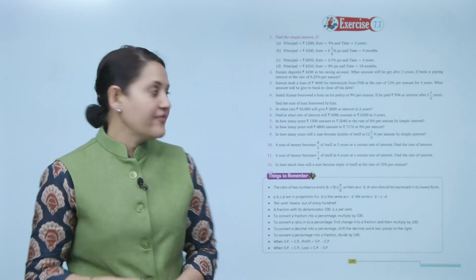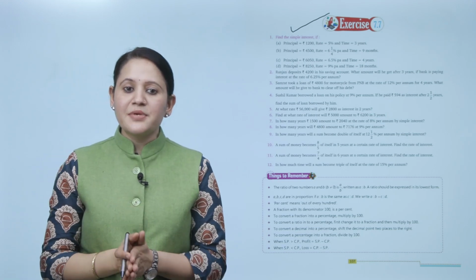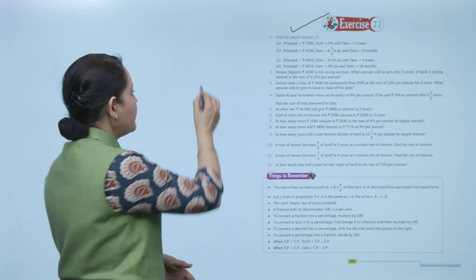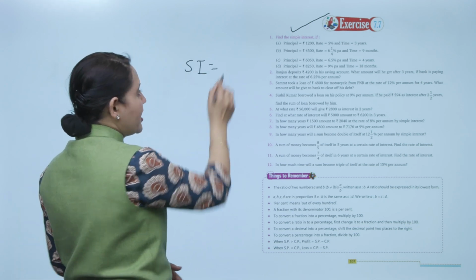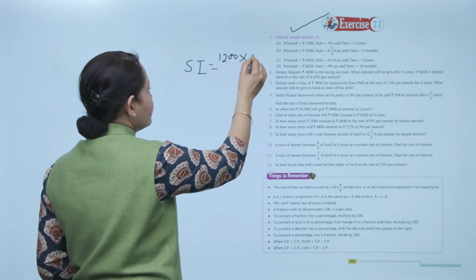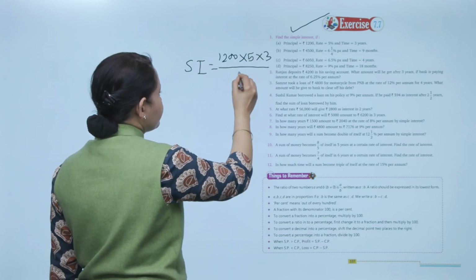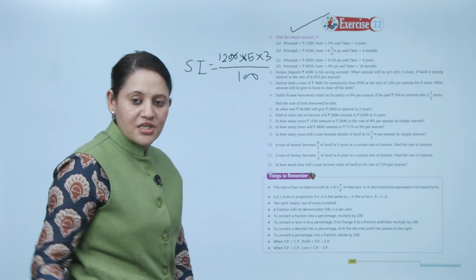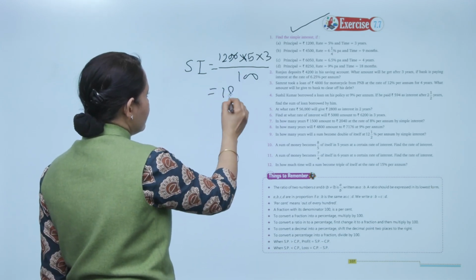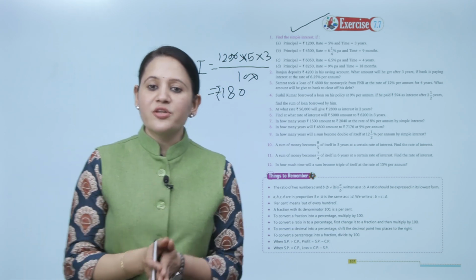Next is exercise 7.7. Find the simple interest if principal is rupees 1200, rate is 5% and time is 3 years. So simple interest, P into R into T upon 100, P here is 1200, R is 5 and T is 3 years upon 100. 20 से 20 कट हो जाएंगे, 12 5 से 60, 180 rupees, that is the simple interest. Clear? So practice all the questions of this exercise.